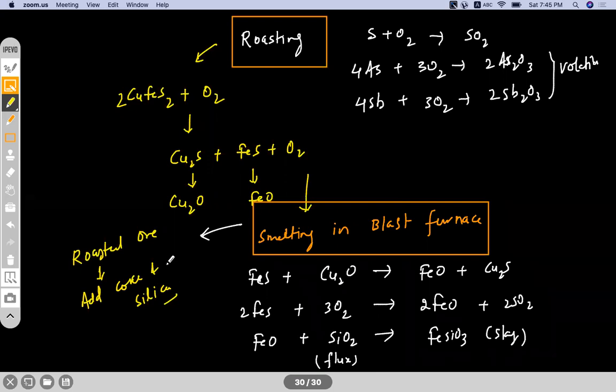Correct? Now, after this, we have bessemerization. Bessemerization is nothing but the removal of impurities again. Whatever iron sulfide is left, we need to remove that further. So we'll do bessemerization. For bessemerization also we add silica. Okay, I'll write down next. First you copy this down.